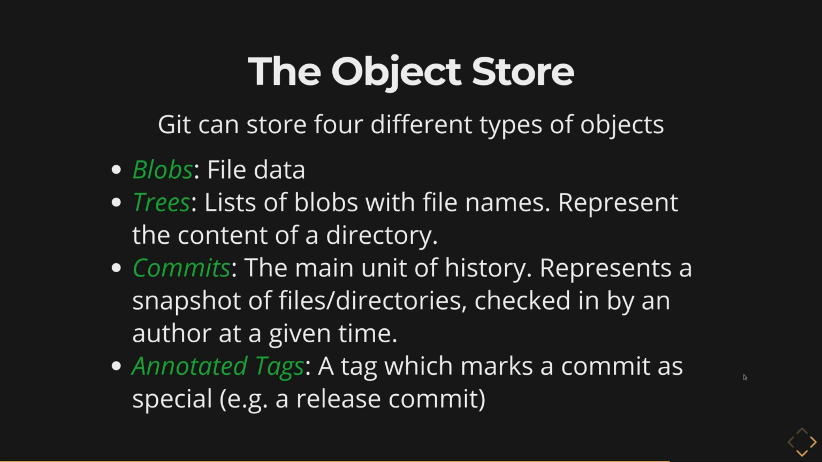And that kind of list is called a tree. And then, of course, it needs to store commits, and we will look at commits in the next lecture. So we'll get back to what a commit looks like.